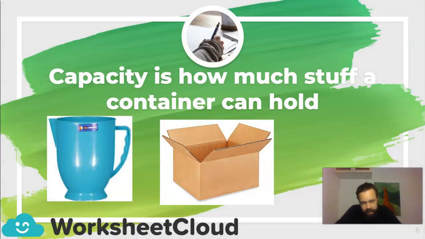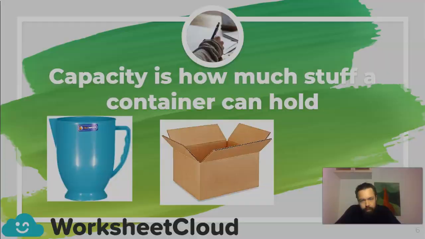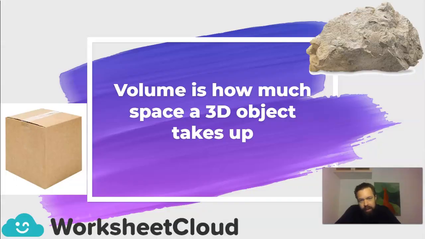Okay, so capacity is how much stuff a container can hold. So if you look at the box, the capacity is the amount of space inside the box, what can fit in the box. The capacity of the jug is how much can fit in a jug. Volume is how much space an object takes up. So of course it must be a 3D object, otherwise it's not really an object, it's more like a shape. So you could, for example, have a rock. A rock takes up a certain amount of space, and the space it takes up is called its volume.